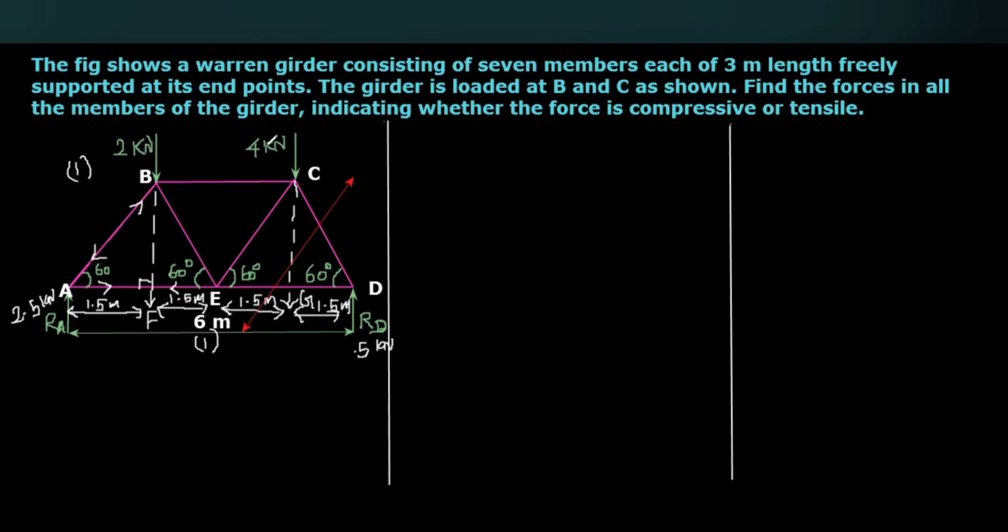The point loads 2 and 4 kilonewtons and the reaction RA are all outside the considered portion, so we don't want to consider them for the calculation. In the same way, only the forces in the members which are cut by the section line have to be taken into account. CD is cut by the section line, and ED is also cut by the section line. So these two member forces we have to consider.